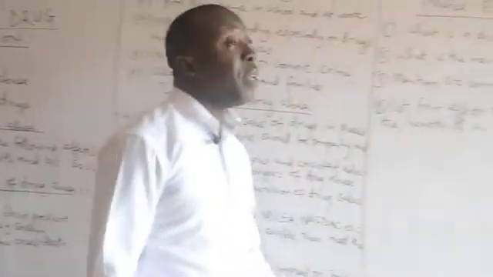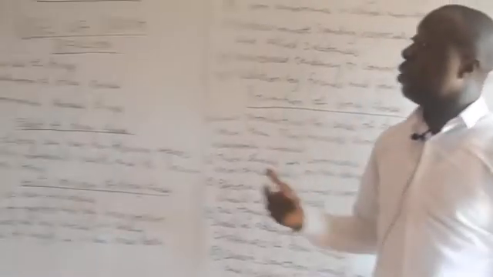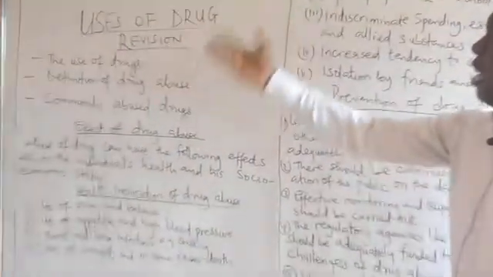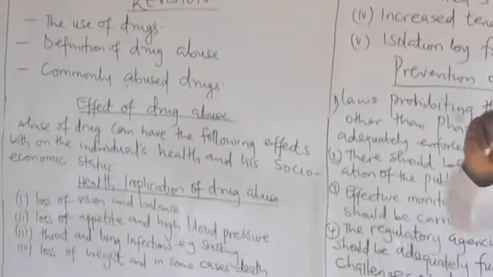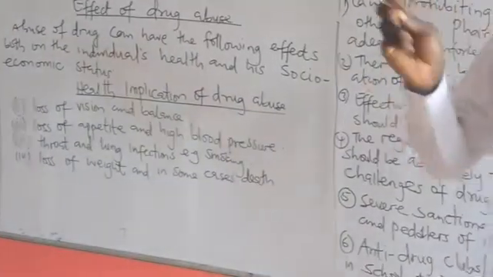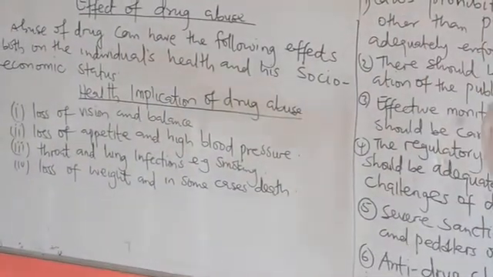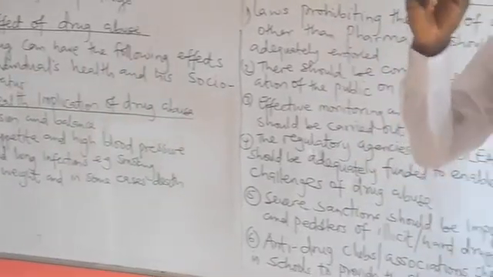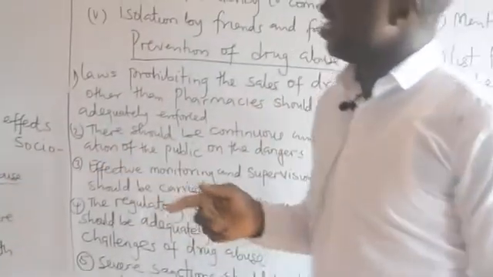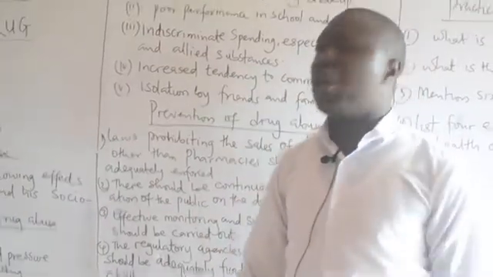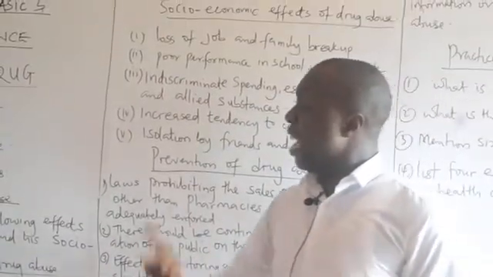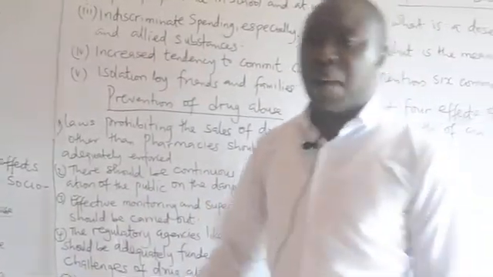Let me recap the topic. The topic is drug abuse. It has to do with the use of drugs. What this topic is all about is that before a person takes a drug, the person should make sure that that particular drug is prescribed. We should not take self-medication. The drug should be prescribed by either nurses or doctors. And we should also know the effects of abusing drugs. There are so many effects or health implications of abusing drugs.